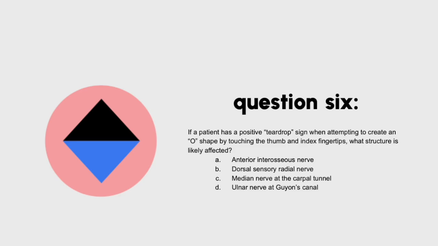Question 6, the correct answer here is A, the anterior interosseous nerve. That positive teardrop sign is a classic clinical sign of AIN palsy or weakness.